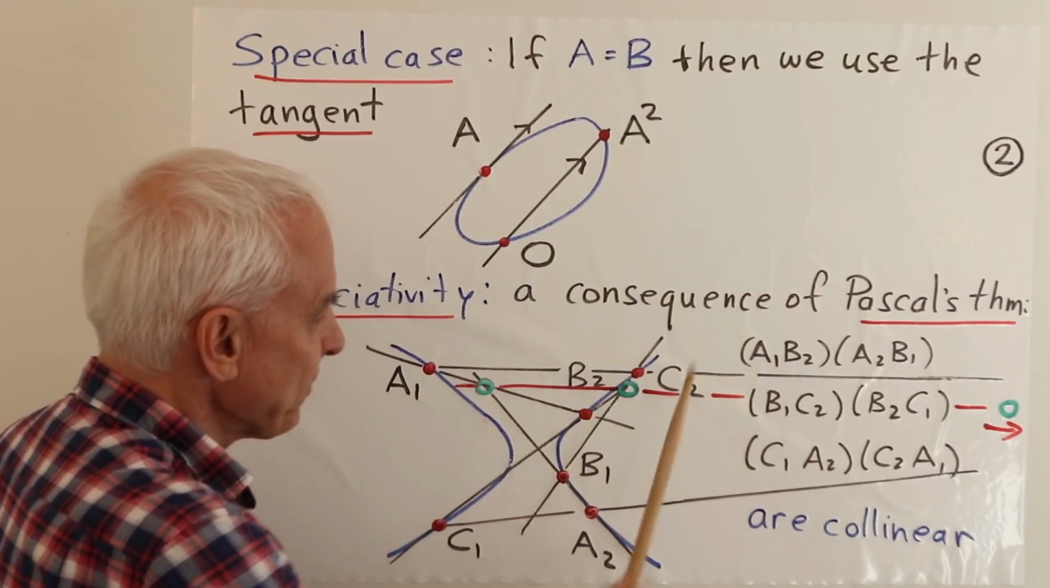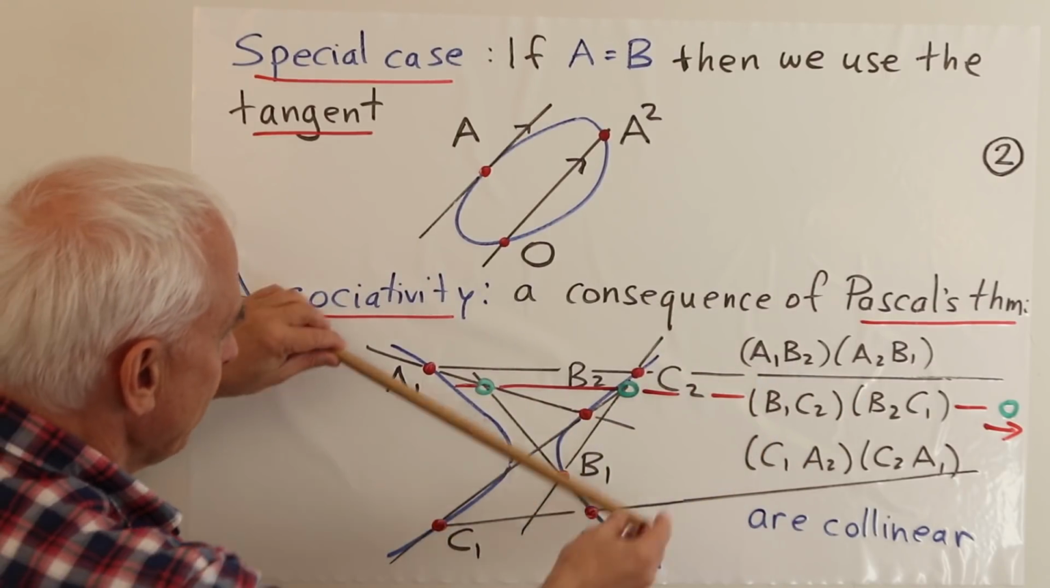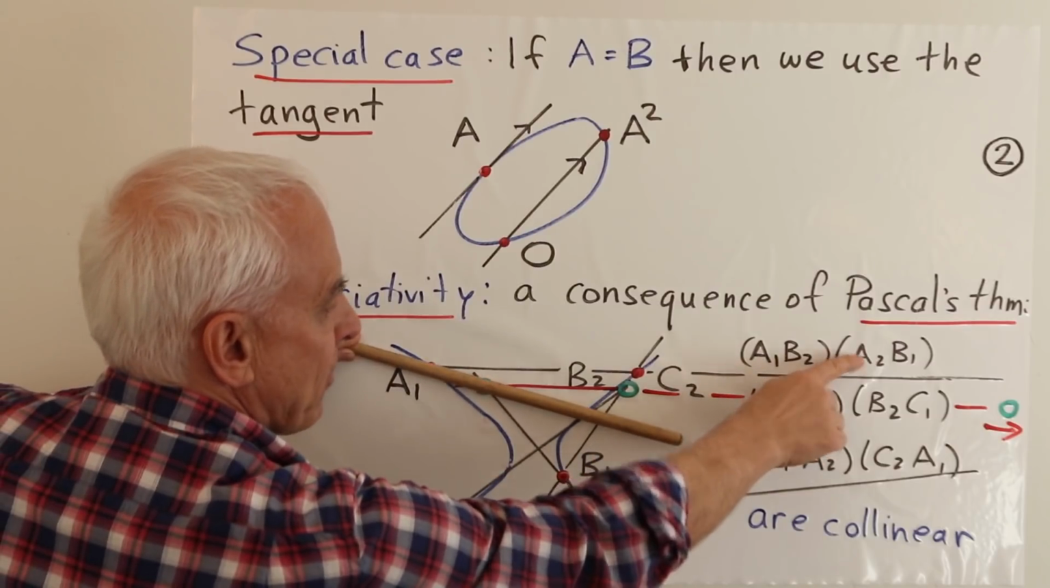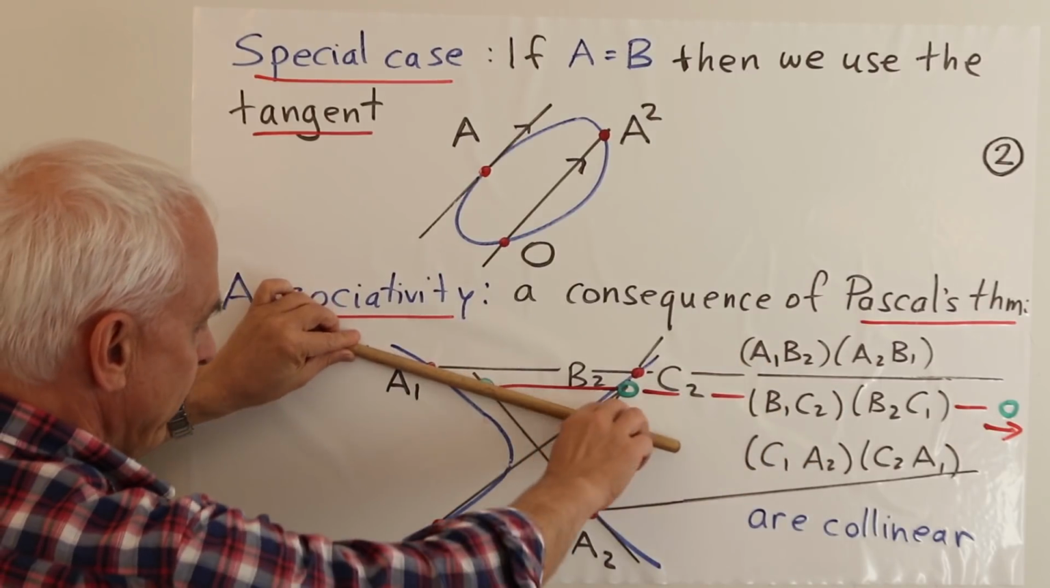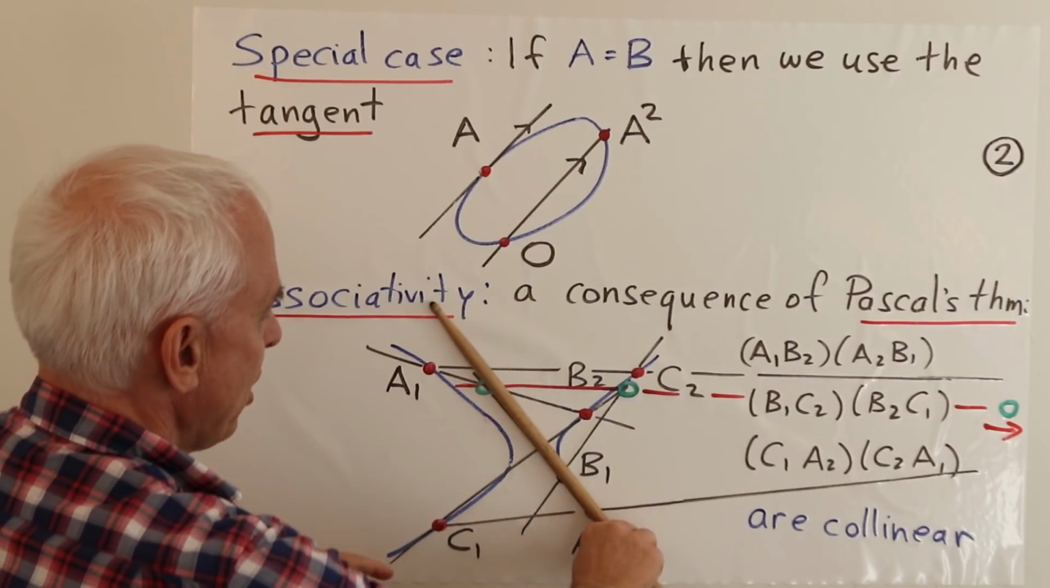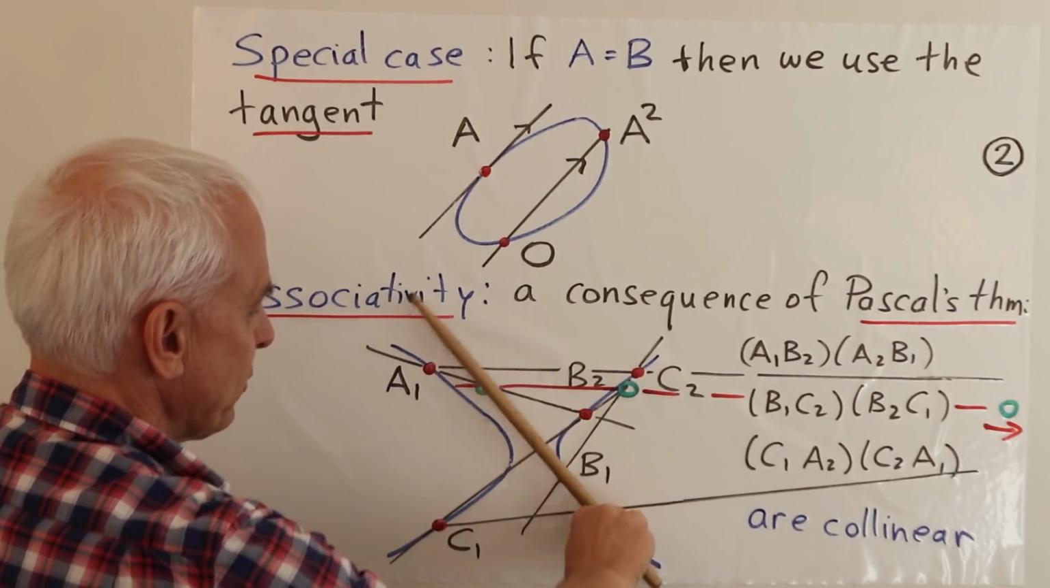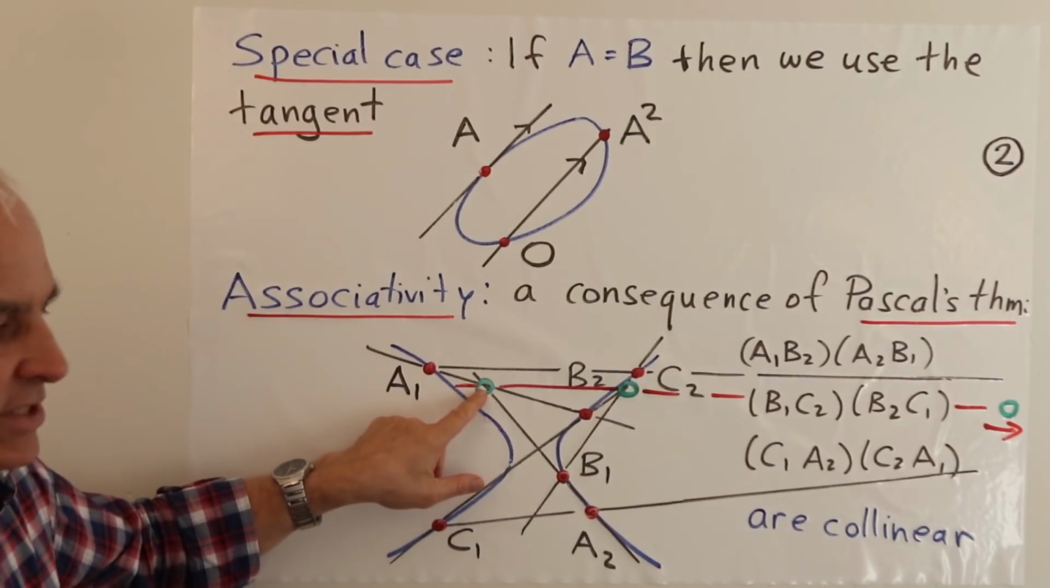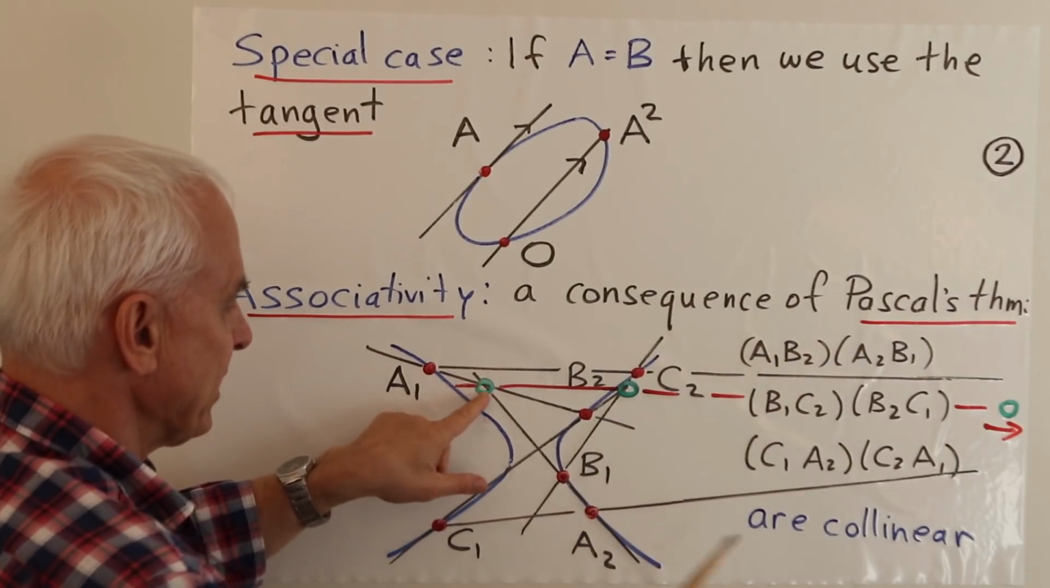So the first one is A1, B2, which is that line, product with A2, B1. A2, B1, there's A2 and there's B1. So we're talking about the product of these two lines, this one and this one. By that we mean the common intersection. So this thing here represents that intersection.